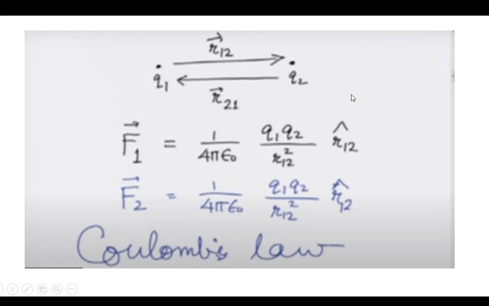Once we understand Coulomb's law, that is the basic. Coulomb's law states that the force of attraction or repulsion between two charged bodies is directly proportional to the product of their charges and inversely proportional to the square of the distance between them, and it acts along the line joining the two charges, considered to be point charges. So this is about Coulomb's law.